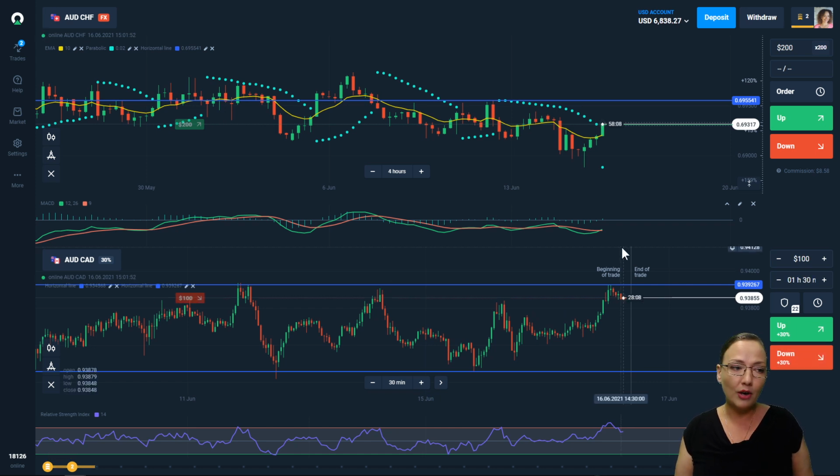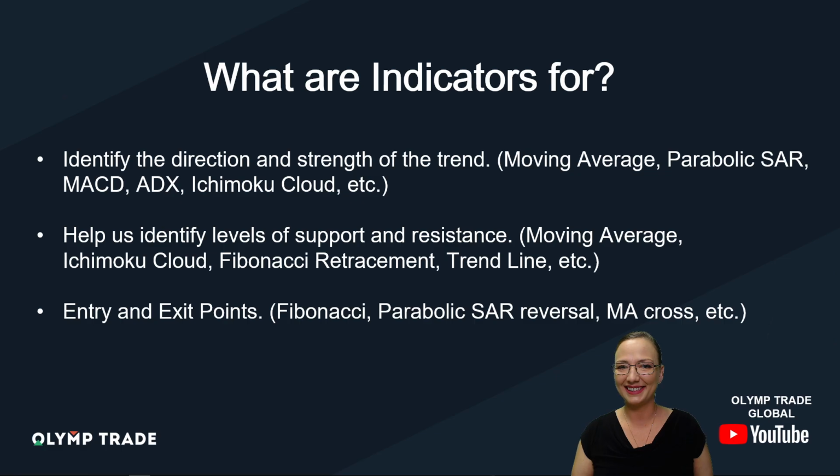Now, my friends, what are indicators for? This may sound like a silly question, but actually different technical indicators belong to, I guess we can say, different families, and they are used at different times and show us different things. And so indicators can help us do a few things. They can help us identify the direction and the strength of the trend. Another thing that they can do is they can help us identify levels of support and resistance.